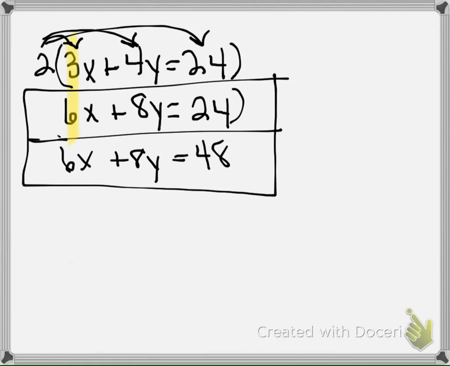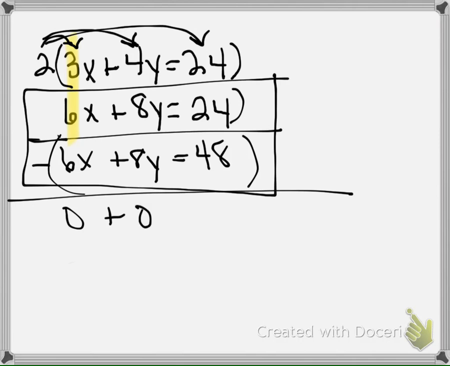Now I can either add or subtract. Which one? Let's subtract. The signs are the same. What's 6x take away 6x? 0. 8y take away 8y? 0. 24 take away 48? Negative 24.